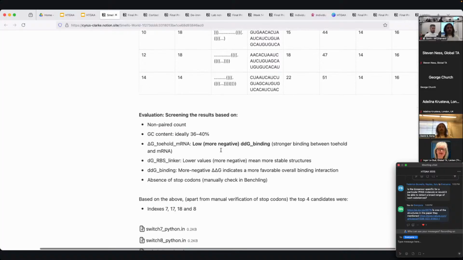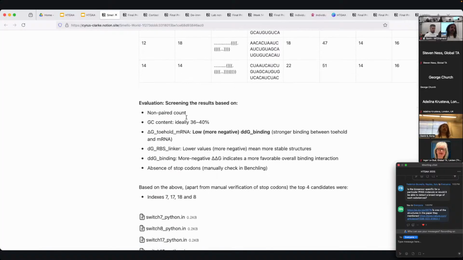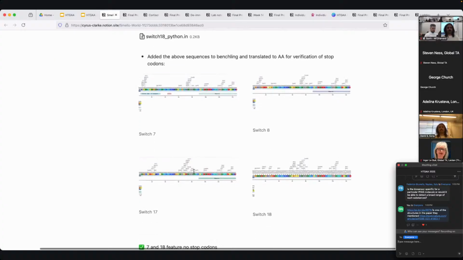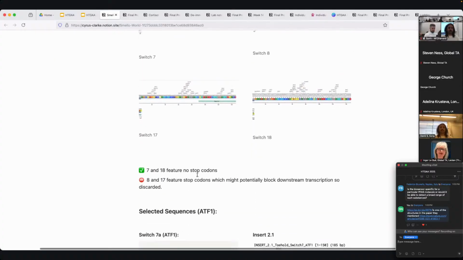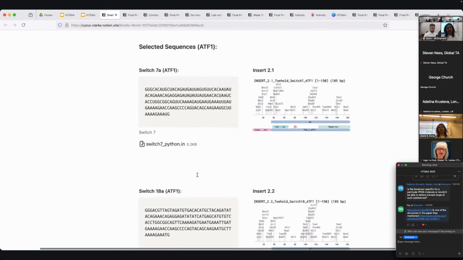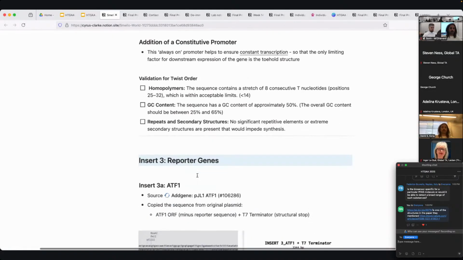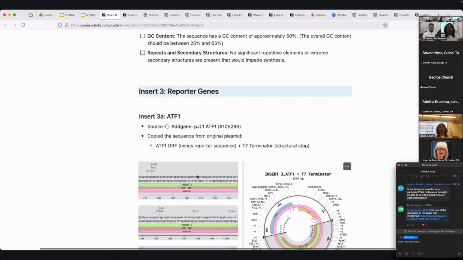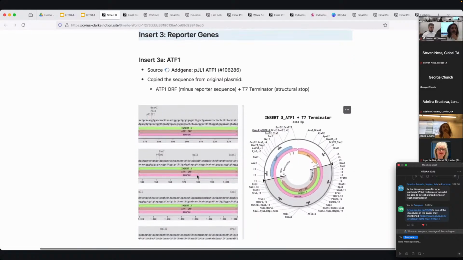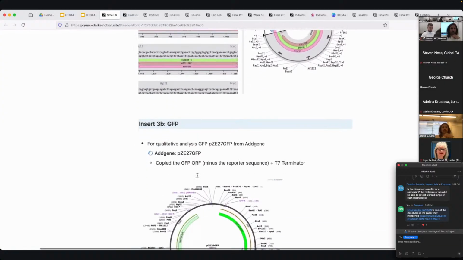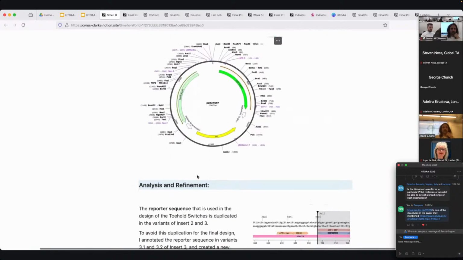Here are some of the variables that I was screening. The most important ones are the non-paired count and the absence of stop codons. So basically, these are the results I got, and I found these two to be the most promising candidates. I then repeated that for ATF1 and for GFP. So lots of work went into that to get them right, and a lot of trial and error. And then also in terms of the reporter genes, of course, it's ATF1 minus the reporter sequence that's in my toehold switches, which I only caught very recently from reading some of the literature.